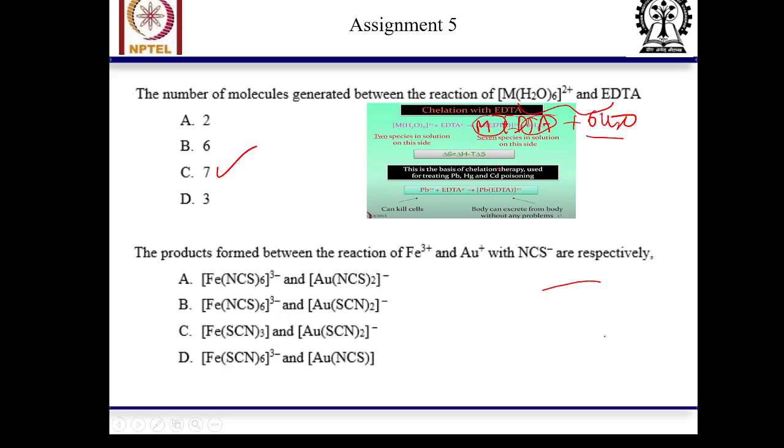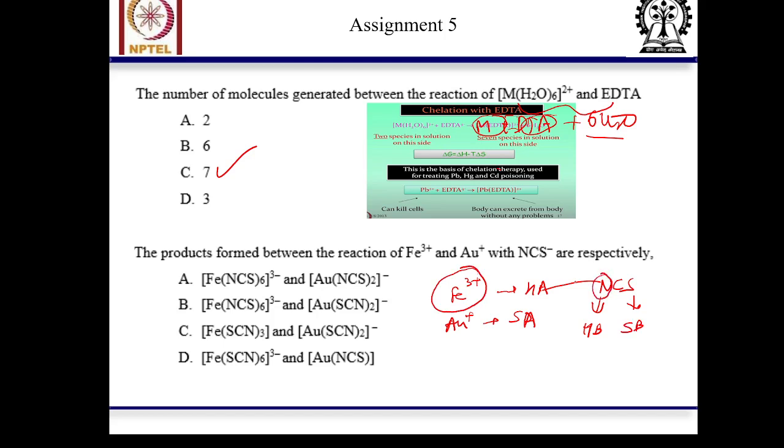The product formed between the reaction of Fe3+ and Au+ with NCS minus respectively. Now the thing is that Fe3+ is a hard acid. Gold plus is on the right side in a low oxidation state. This is the soft acid. Now NCS has two sides. N, O, and F are hard bases. S, bromide and iodide are soft bases. So this is hard, it will prefer to bind with N.